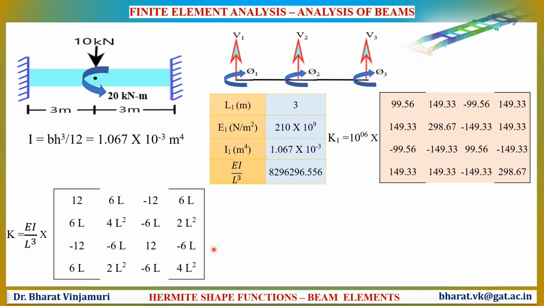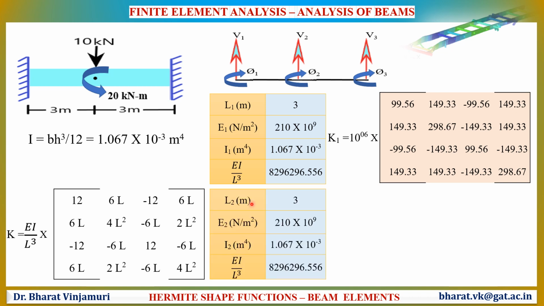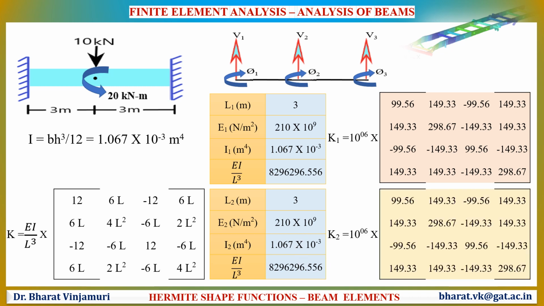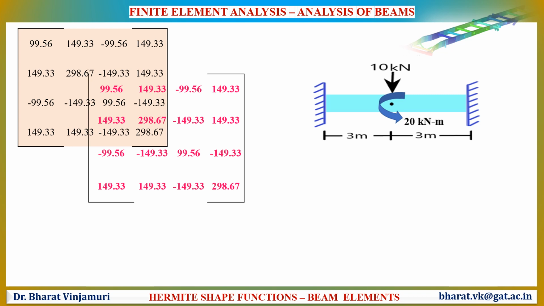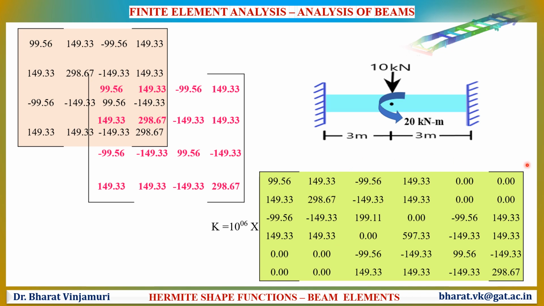Similarly, the values of second element are as given in this table. Now by substituting these values we will be obtaining the next stiffness matrix. By assembling these two stiffness matrices, we will be able to find the global stiffness matrix. The global stiffness matrix for the given example will be as given in this following equation. Before we substitute the global stiffness matrix in the governing equation, let us find the force vectors.